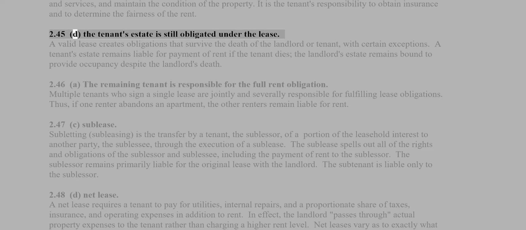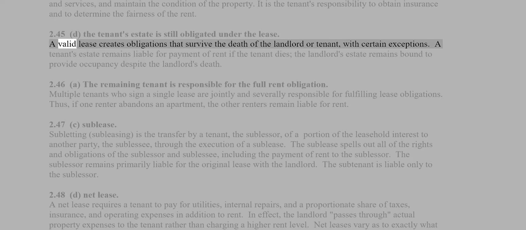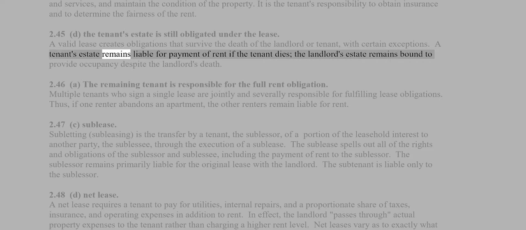2.45 d. The tenant's estate is still obligated under the lease. A valid lease creates obligations that survive the death of the landlord or tenant, with certain exceptions. A tenant's estate remains liable for payment of rent if the tenant dies. The landlord's estate remains bound to provide occupancy despite the landlord's death.